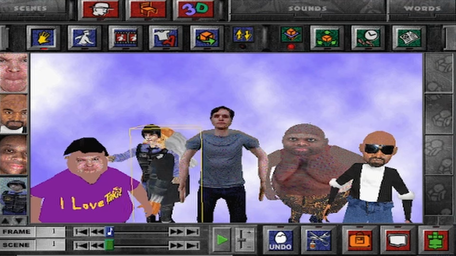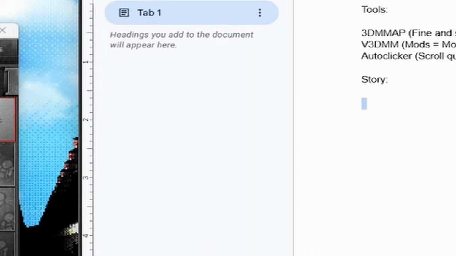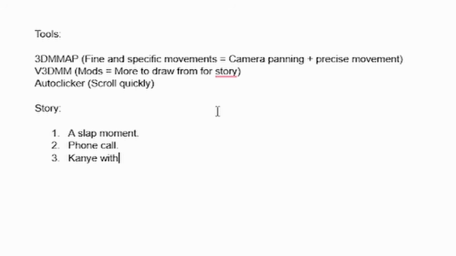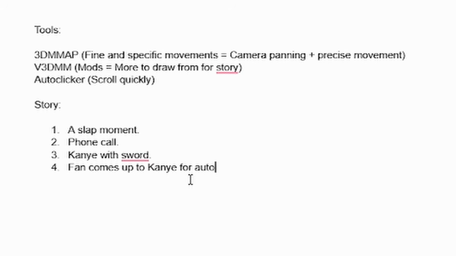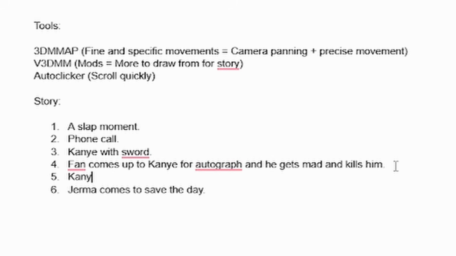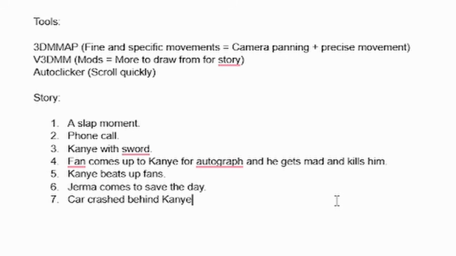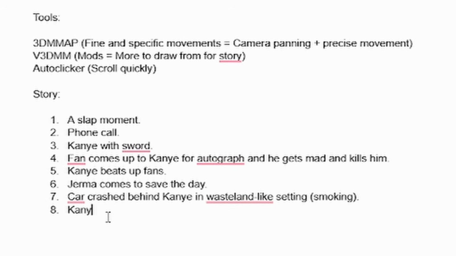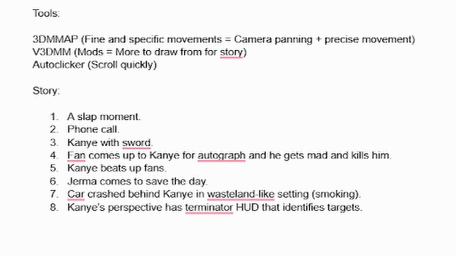Now we have Benjamin Franklin. There could be a slap. That's something within our thing. So we can include a slap moment, phone call, Kanye with sword. Oh, fan comes up to Kanye for autograph and he gets mad and kills him. Germa comes to save the day. Kanye beats up fans. Car crashed behind Kanye in wasteland-like setting, smoking. Kanye's perspective has Terminator HUD. That'd be kind of cool. I'm trying to envision this, right?